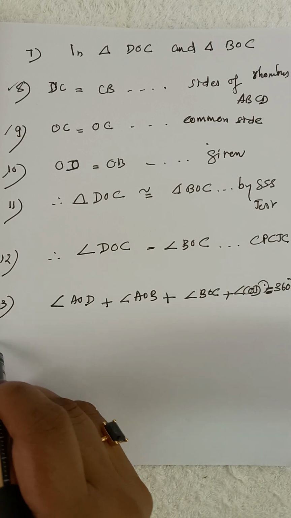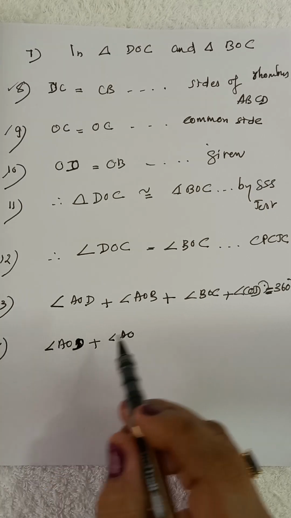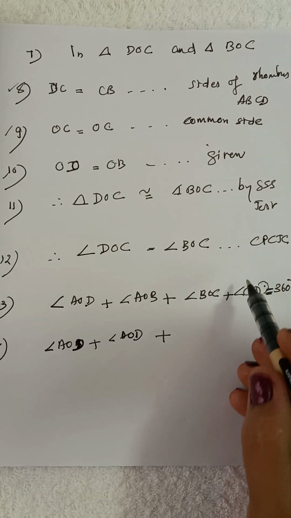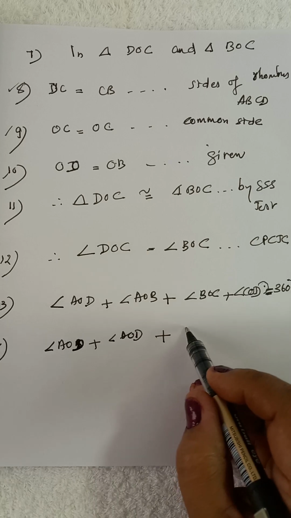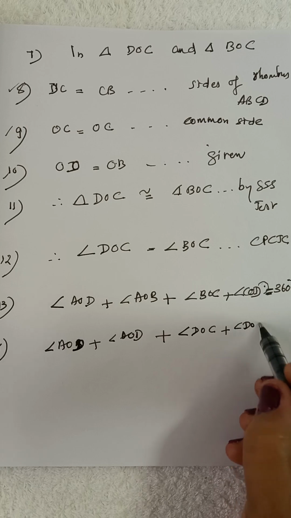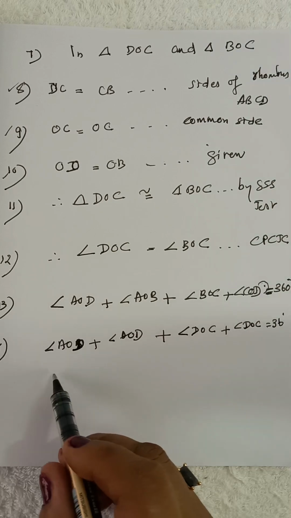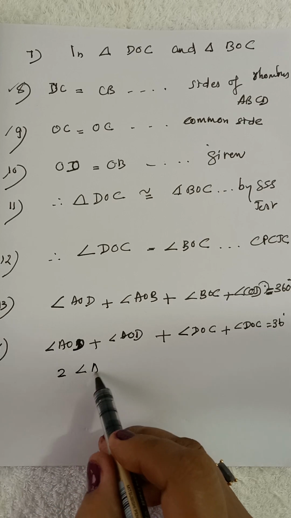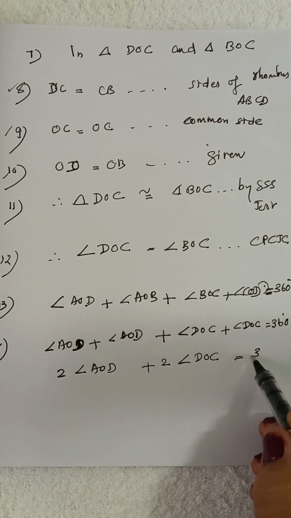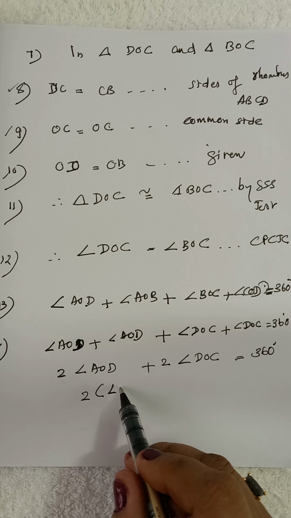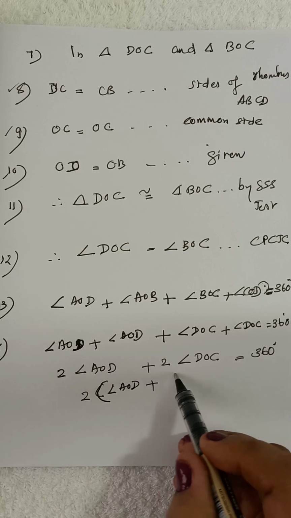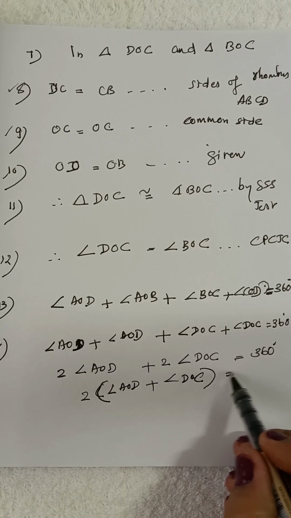So we can write 14th point as angle AOD plus angle AOB is the same as angle AOD. So angle AOD plus here this we can take DOC and COD both are same. So angle DOC plus angle DOC, we can write it like this, 360 degree. That is 2 into angle AOD plus 2 into angle DOC, that is equal to 360 degree. 2 we can take out. So 2 into inside bracket angle AOD plus angle DOC, that is equal to 360 degree.